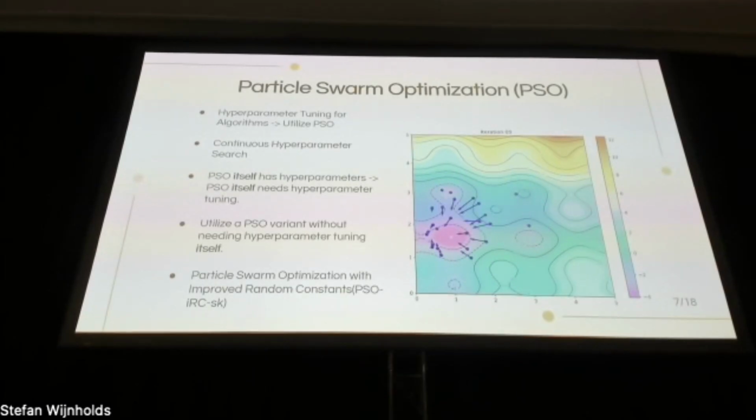Next, we have particle swarm optimization, also known as PSO. We can also use PSO to do the hyperparameter tuning of other algorithms like STEF-Cal. It allows for continuous hyperparameter searching, meaning it's not bound like the grid search. But one of the problems is that the PSO itself also has hyperparameters, meaning that hyperparameter tuning should also be done on the PSO itself. So we used a variant of the PSO where you don't have to do hyperparameter tuning. That PSO is known as the PSO IRCSK.